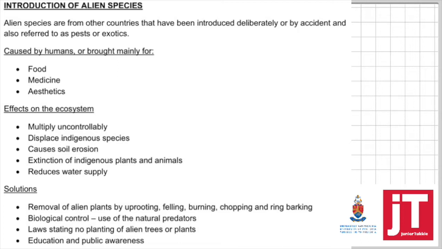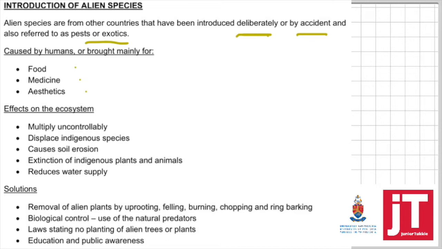So we're looking at alien species. Now, what's an alien species? It's an animal or plant that has been brought in, deliberately or by accident. They're usually referred to as pests or exotics. Now, how were they brought here? They were brought here by humans, of course, for food, for medicine, or for aesthetics, because it looked pretty. Like the jacaranda, which is an alien tree. It looks pretty, right? Now, what effects do these alien species have on the ecosystem?